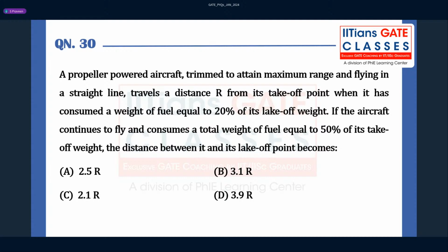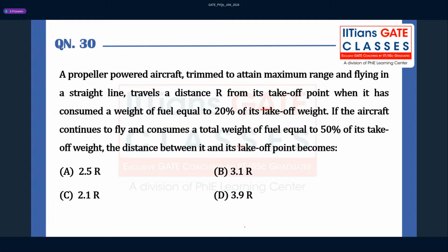A propeller-powered aircraft trimmed to attain maximum range and flying in a straight line travels a distance r from its takeoff point when it has consumed a weight of fuel equal to 20% of its takeoff weight. If the aircraft continues to fly and consumes a total weight of fuel equal to 50% of its takeoff weight, the distance between it and its takeoff point becomes 2.5 r, 3.1 r, 2.1 r, or 3.9 r.